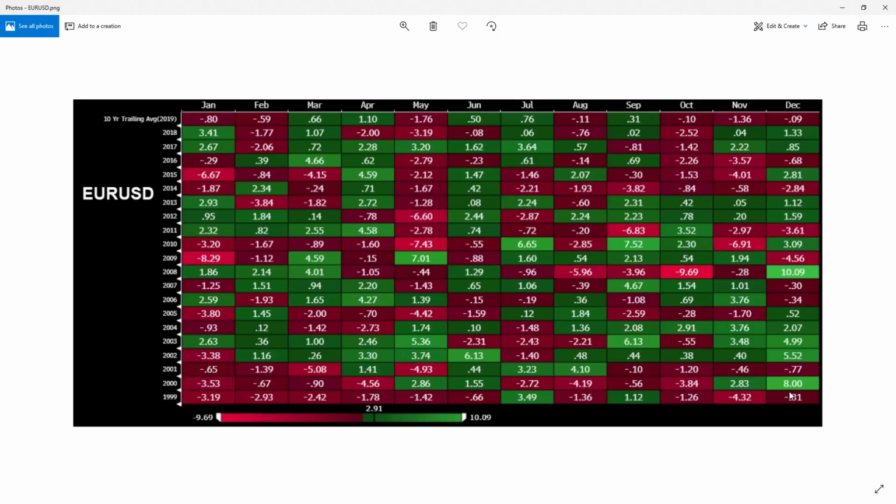I can look at a heat chart there, and you can see the 10-year average shows it's the best month for the euro. But you can see within that, there's not that much consistency in the euro. What is that, 5 of the last 6 years it's been higher, and 6 of the last 8.